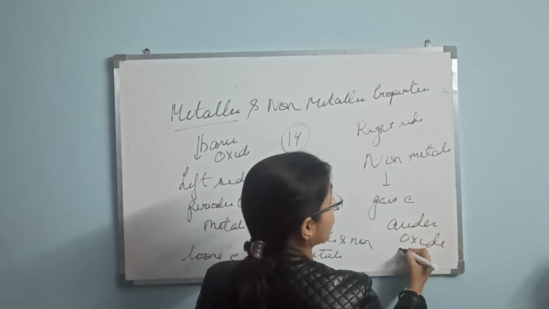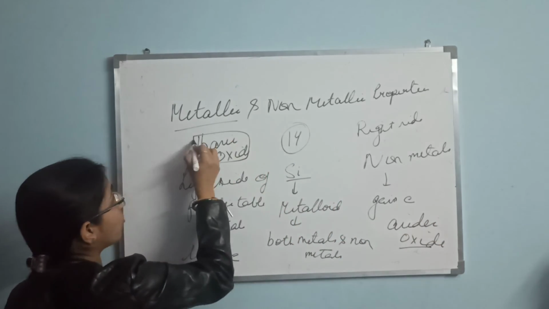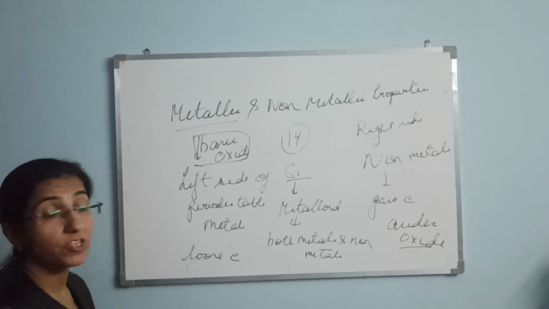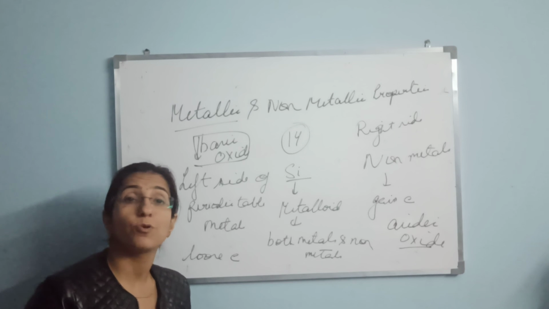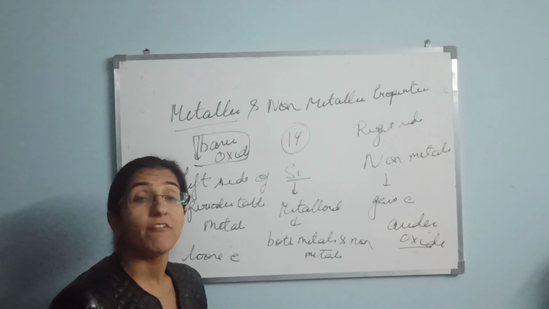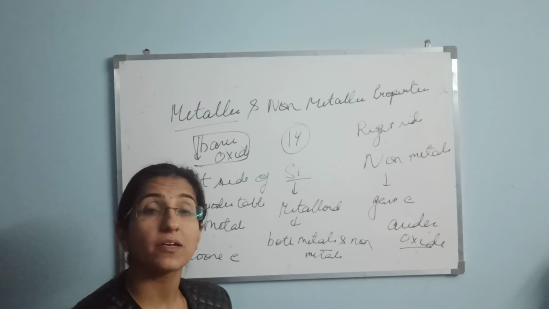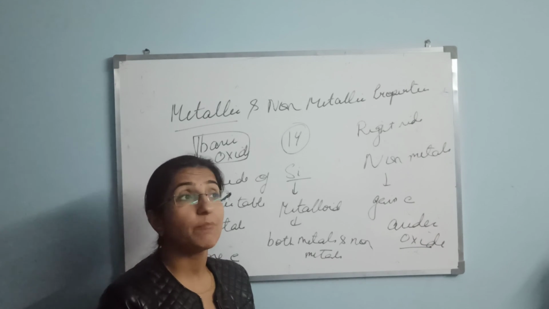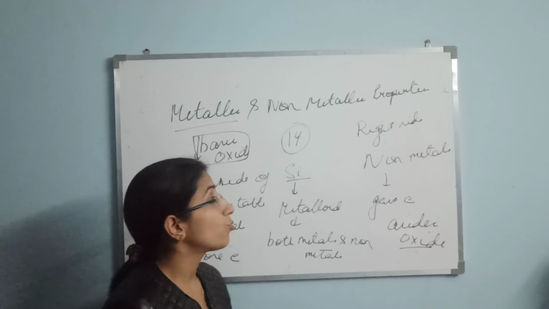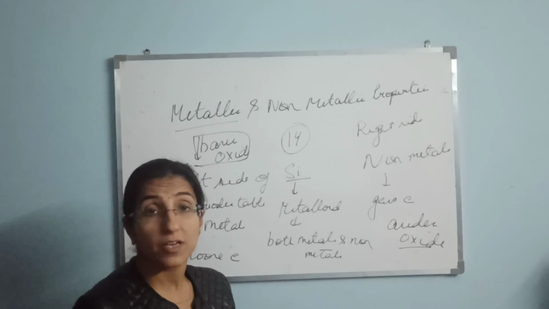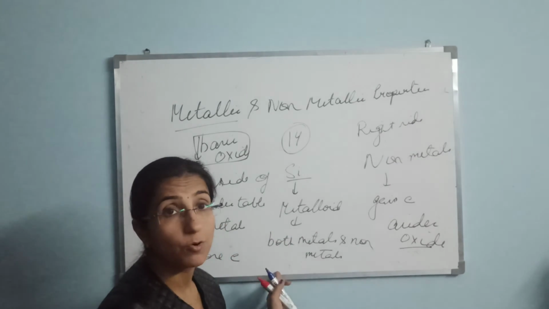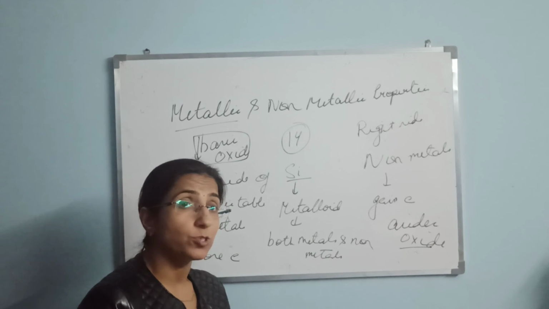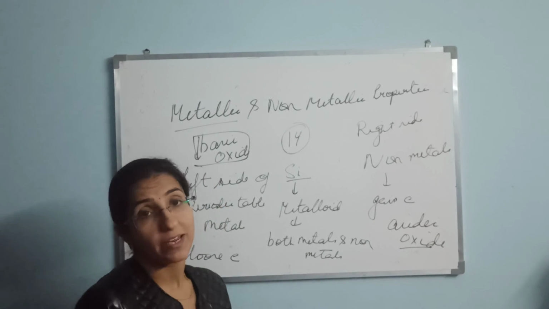Such types of questions are mainly asked in the board exam also: what is the place of metals in the periodic table, where do you keep non-metals in the periodic table, which type of oxides are formed by the metals, which type of oxides are formed from the non-metals, name the metalloid. Okay, so I have already explained this, and with the help of this video, you will get the answer to every question.